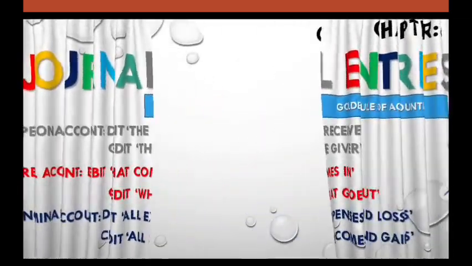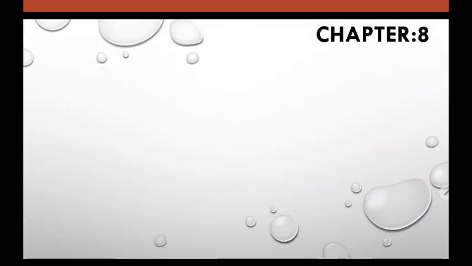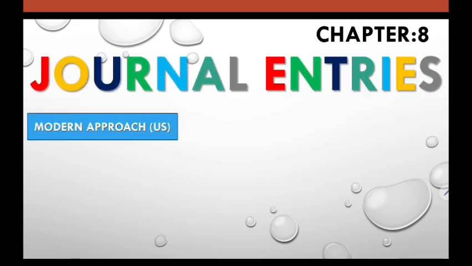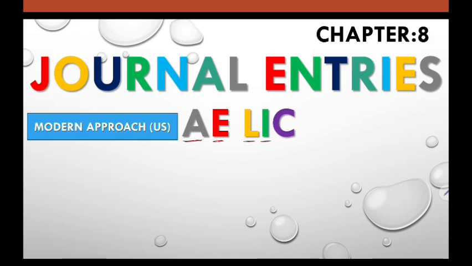In the modern approach, there are five categories. This modern approach is also called the US approach. Here I am giving a hint: five categories based, AELIC. What is AELIC? A is assets, E is expense, L means liability, I means income, it is also called revenue, C means capital. Let's see in detail about this.